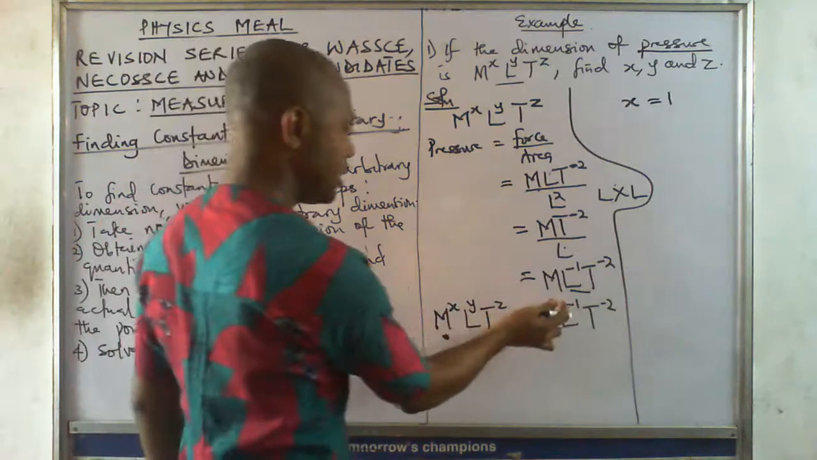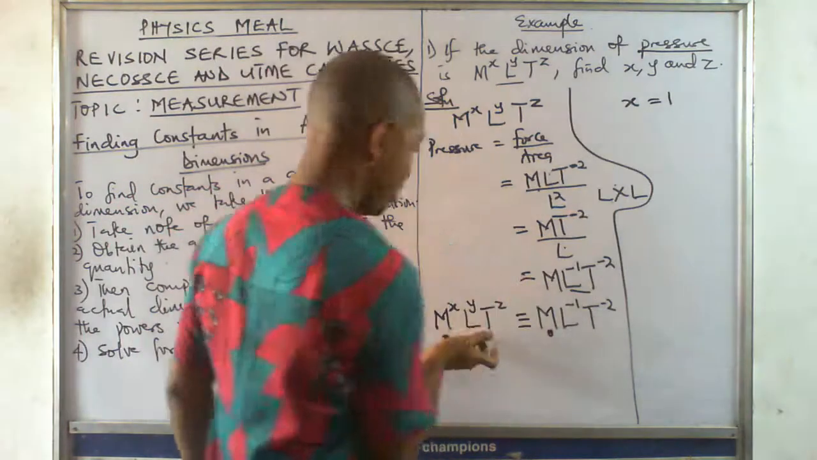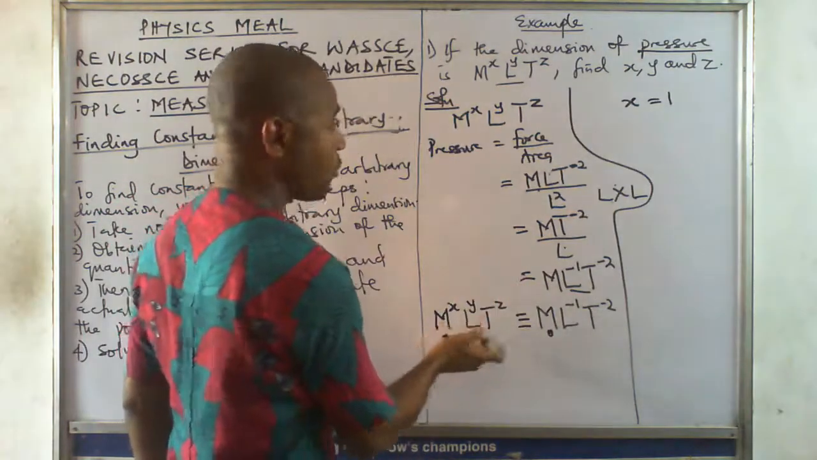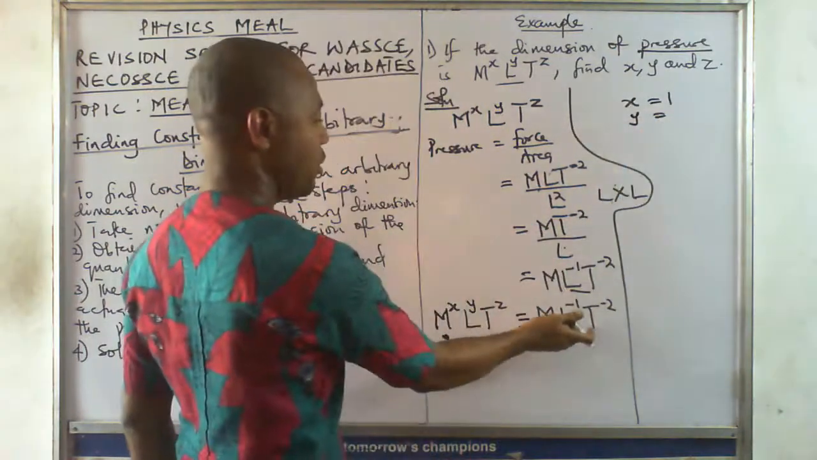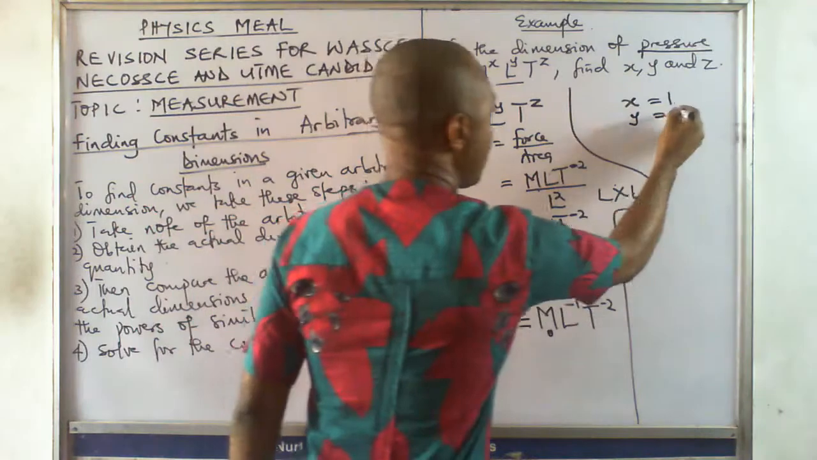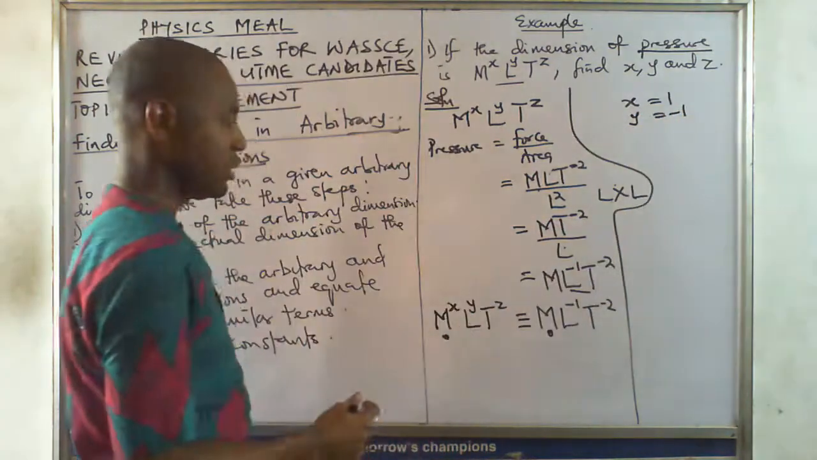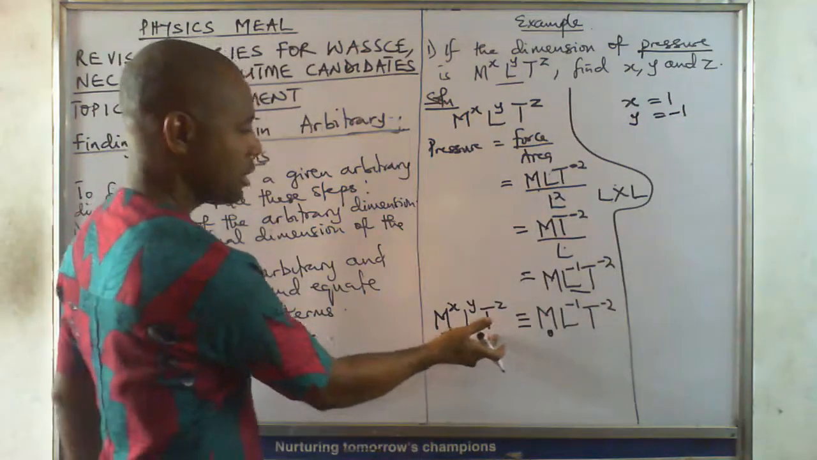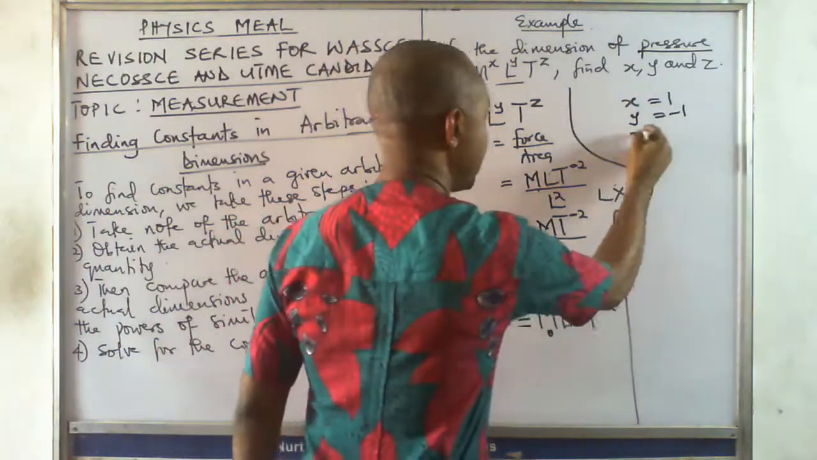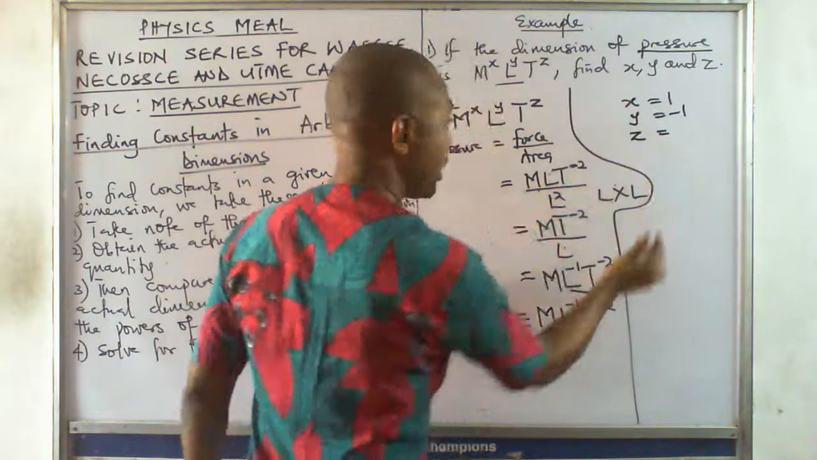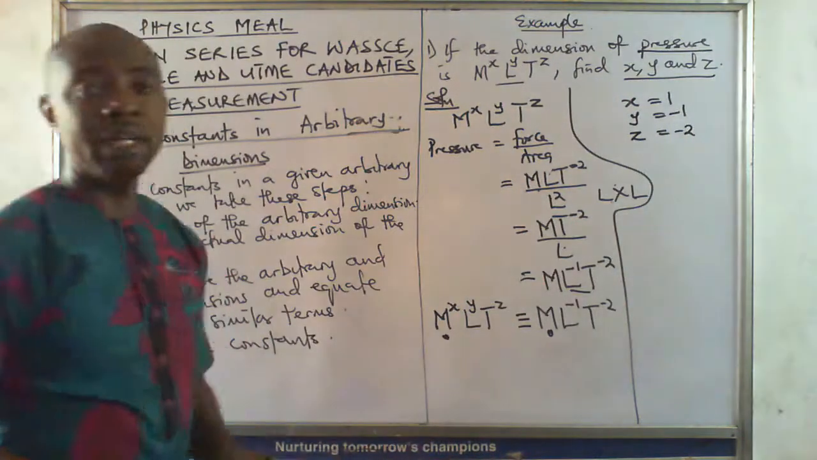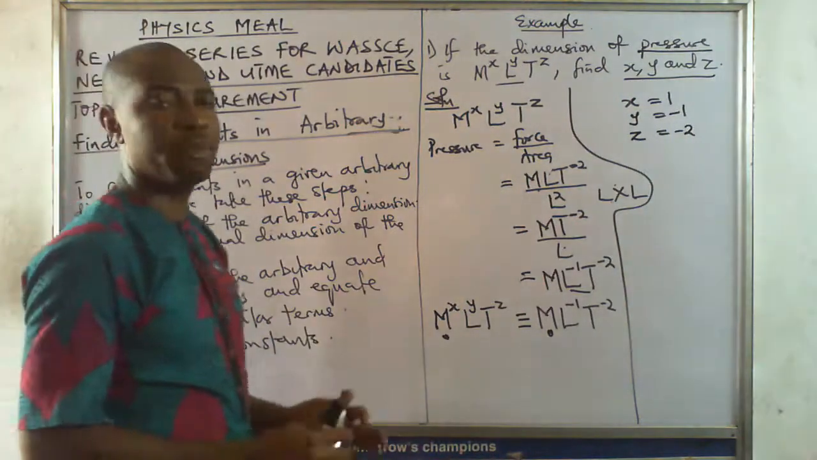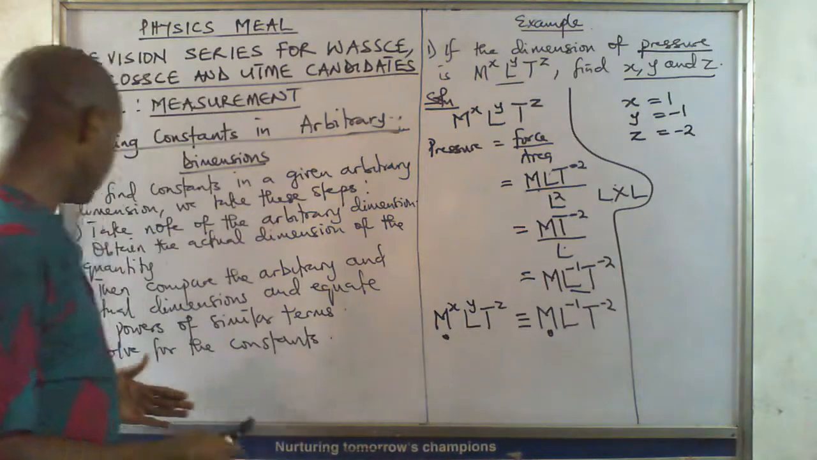This one is x, this one is 1. So we come to L. What's the power of L? y here. So we can use this to find y now. What's the power here? Minus 1. That settles it. Then we'll come to T. The power of T here is z. And the power here is what? Minus 2. So we have found x, y, and the what? And z. Very simple. You see, we just took these terms.